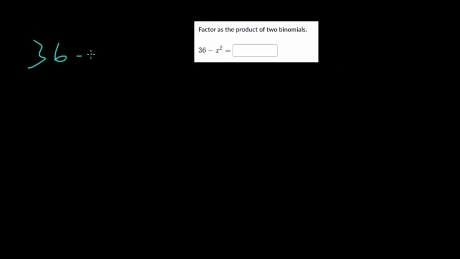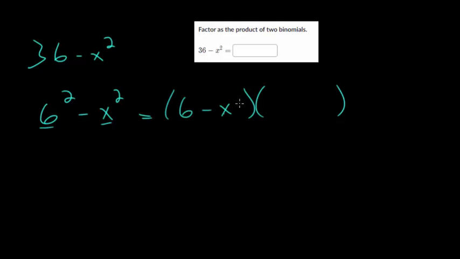So in all of these, you really just need to figure out which numbers are squared. So 36, that's just 6 squared minus x squared. And so when we factor this into its difference of two squares, we put our two binomials. And it's the first one minus the second one, so 6 minus x. And then it's the first one plus the second one, so 6 plus x. We can multiply this out to check.